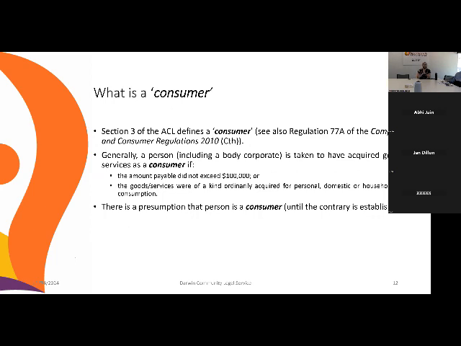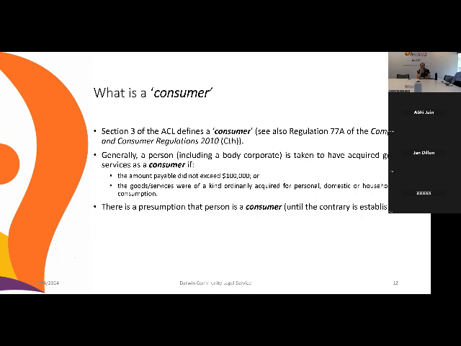Essentially it's the amount payable for the goods or services. Was it $100,000 or less? Or were the goods or services of a kind ordinarily acquired for personal, domestic, or household use or consumption? There are some other criteria that can also be applied, but those are the two most applicable when dealing with an individual consumer. It used to be $40,000 as the limit, but treasury regulations update and change it. Last I was aware, it was $100,000.